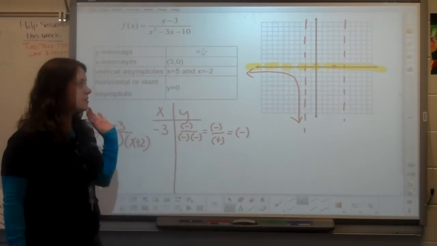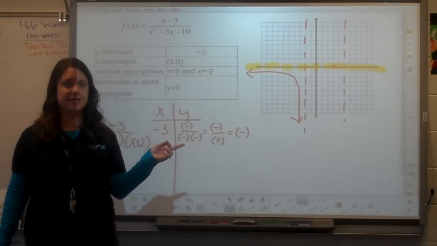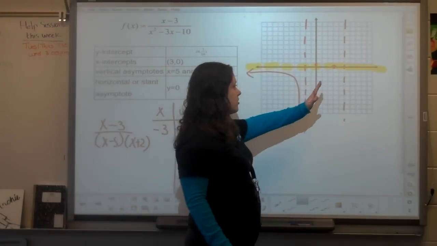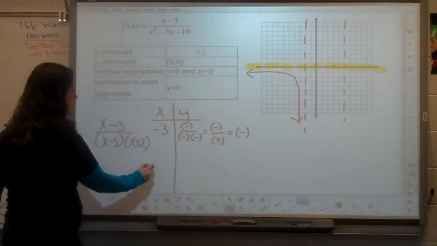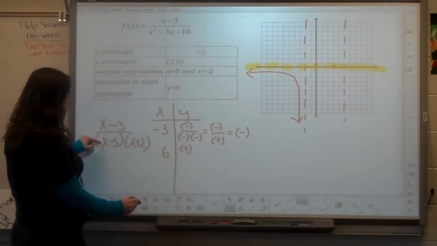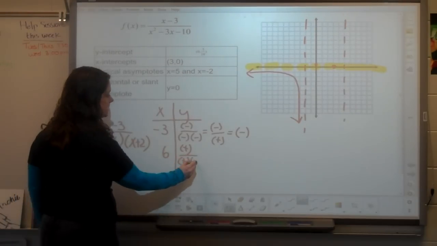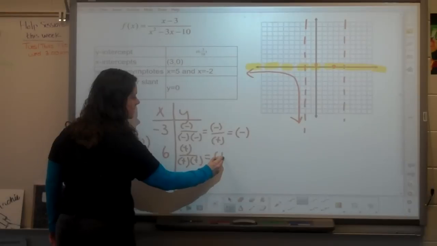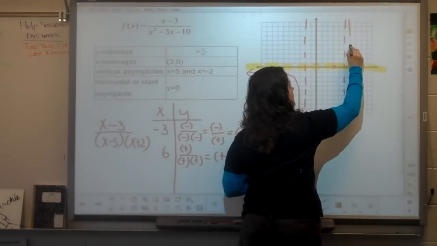Okay, now, let's go to the right neighborhood because the middle looks like it's going to be a little bit messy. So I go to this side of the neighborhood, so let's plug in 6. Okay, so 6 minus 3 is a positive. 6 minus 5 is a positive. And 6 plus 2 is a positive. Alright, he's going to live above the line over here. So on this side, above the line.